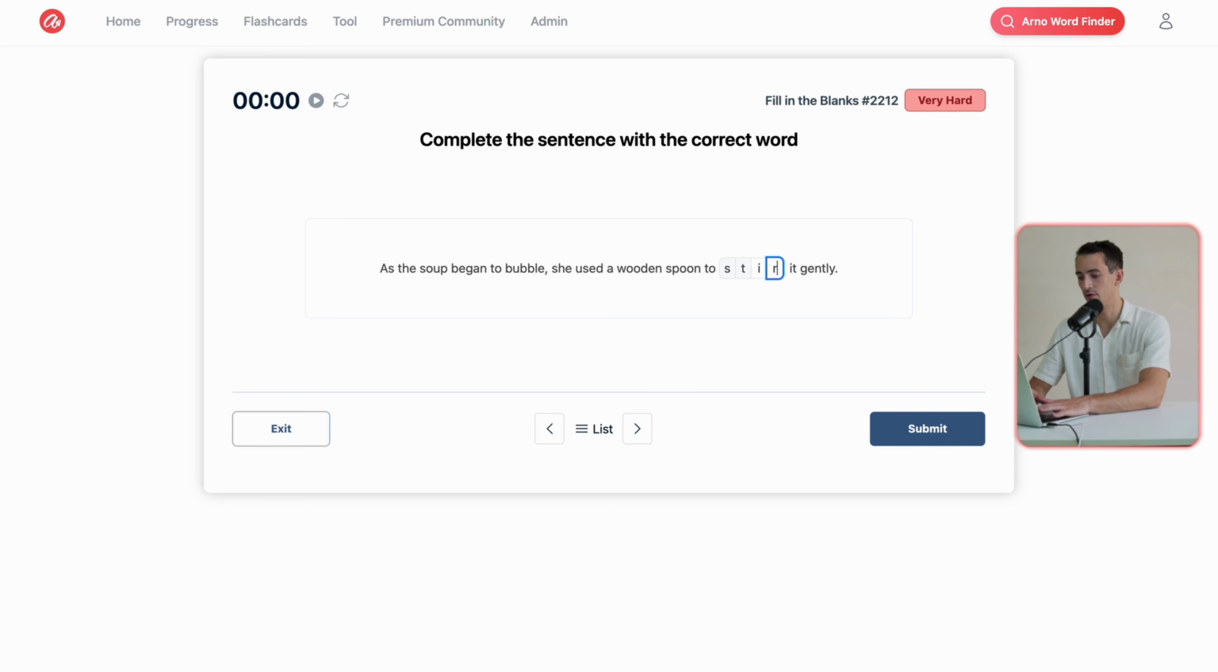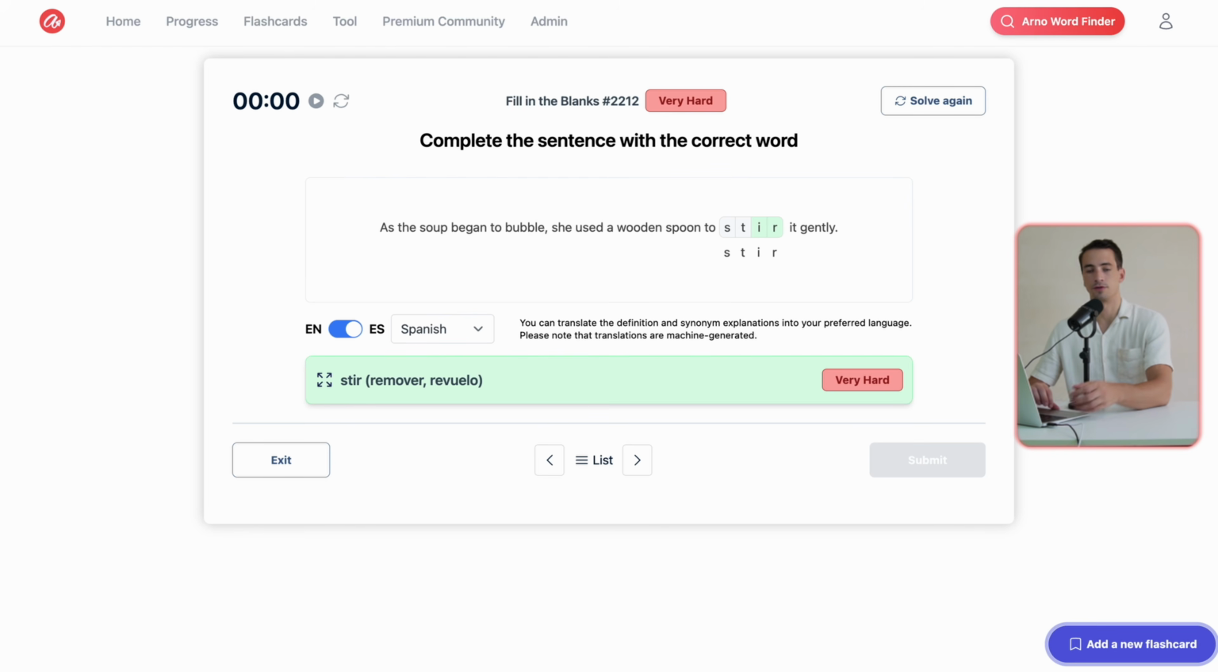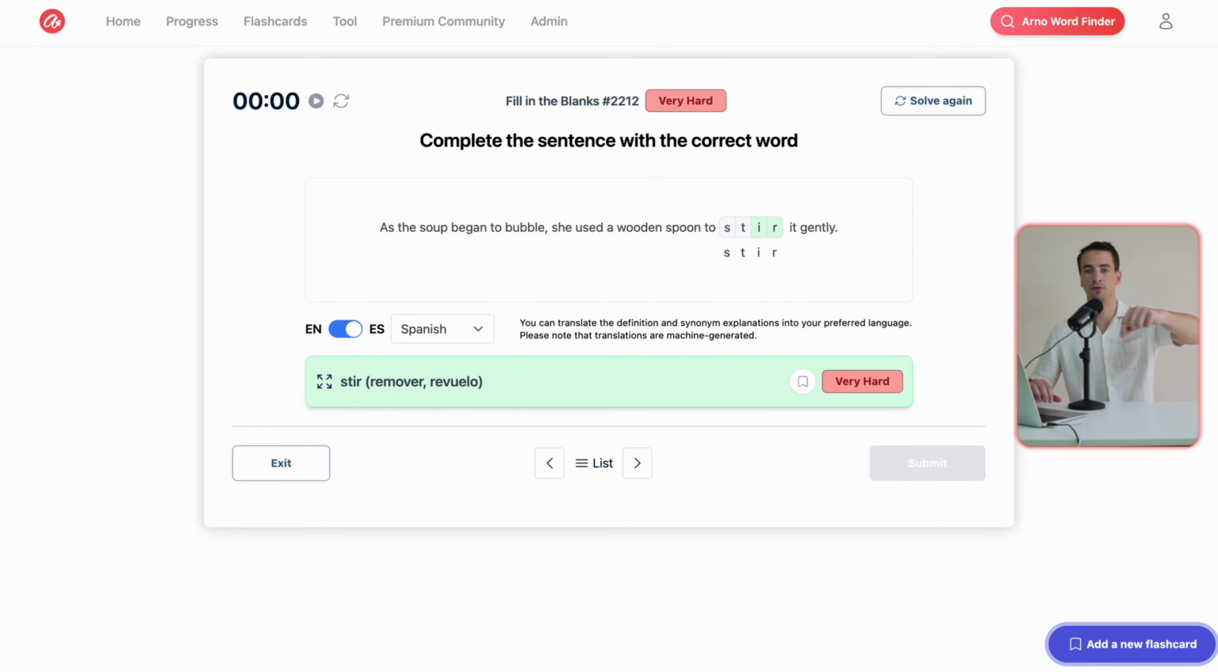The answer here would be stir, stir. So stir means to take a spoon and mix something, to stir a drink, to stir a soup. This one was quite clear because when we're cooking and something bubbles, we usually want to take a spoon to stir it so that it cooks evenly.